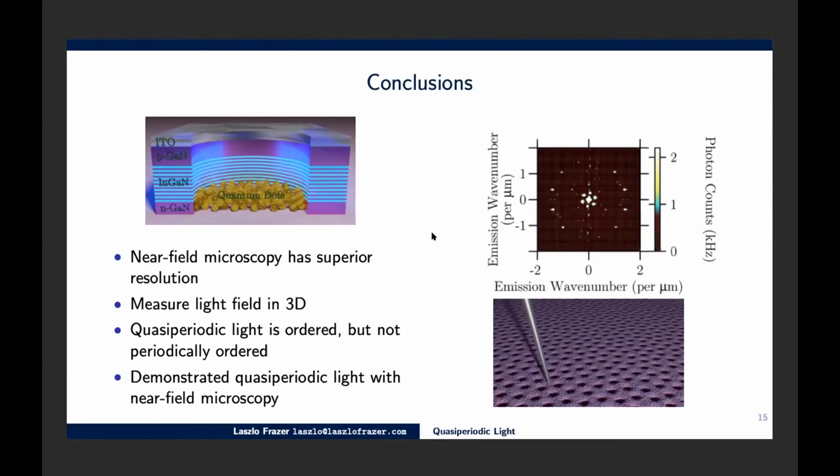That can give us shape information, and that can give us information about the light above the surface, which I haven't included in this talk. Quasi-periodic light is ordered, but it's not periodically ordered. It's a fundamentally distinct category of order. And you can recognize that by representing your data in reciprocal space. So in this talk, we've demonstrated quasi-periodic light with near-field microscopy. Thank you.